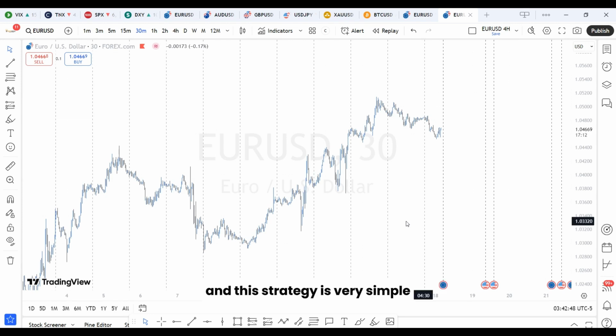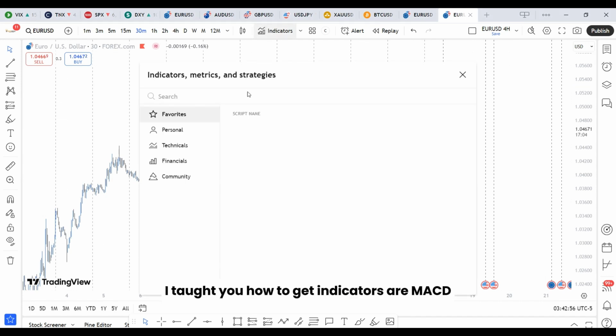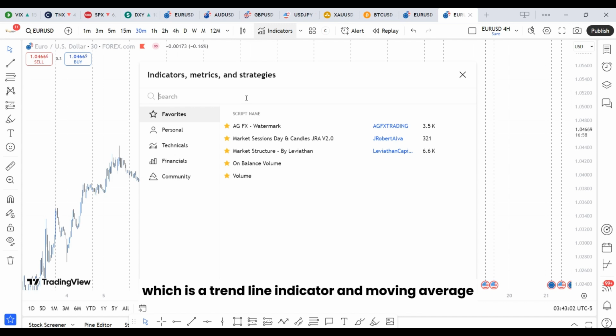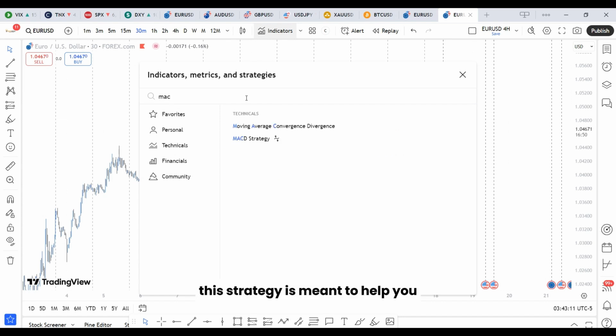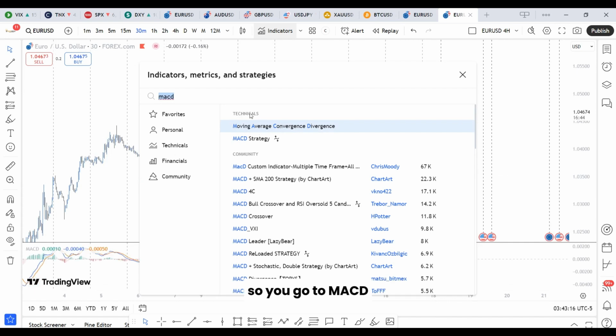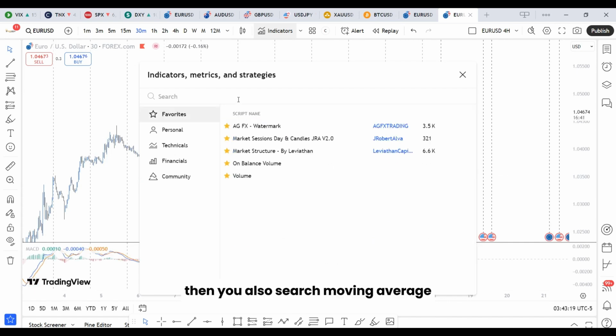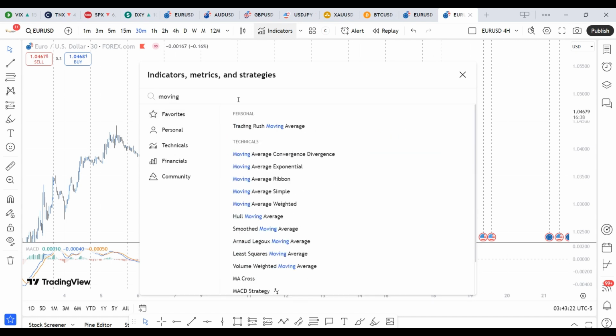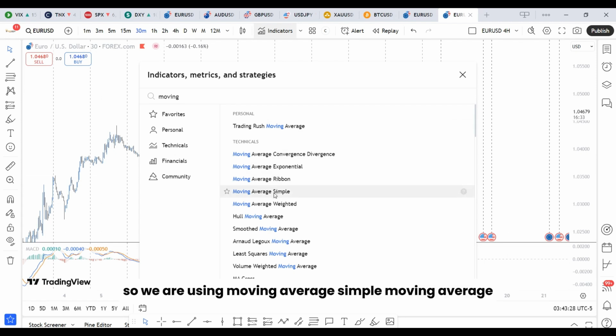And this strategy is very simple because you just need two indicators. The two indicators you need for this strategy, I taught you how to get indicators, are MACD, which is a trend line indicator, and moving average, which is also a trend line indicator, because this strategy is meant to help you understand what direction is the trend. So you go to MACD, then you also search moving average. So we are using simple moving average.